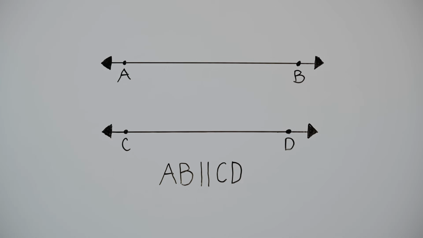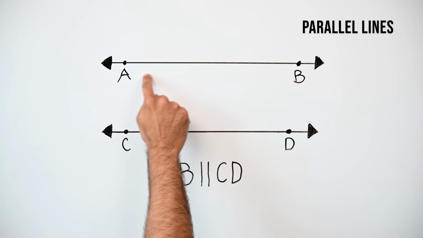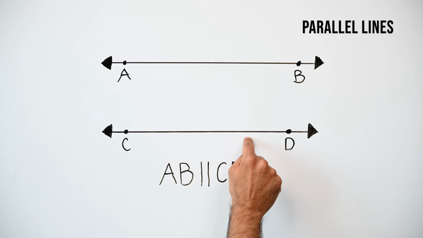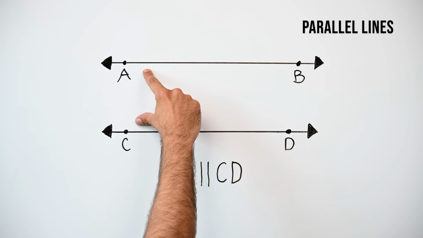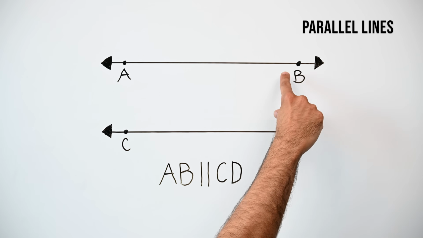To wrap things up, let's take a look at how lines interact with one another. Some lines run alongside each other forever and never cross. These are called parallel lines, and they are written as this. They stay the same distance apart, no matter how far they extend.